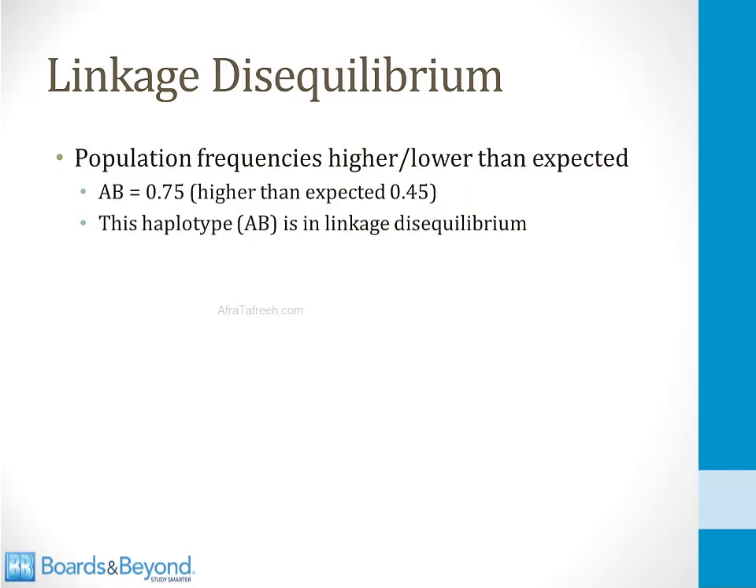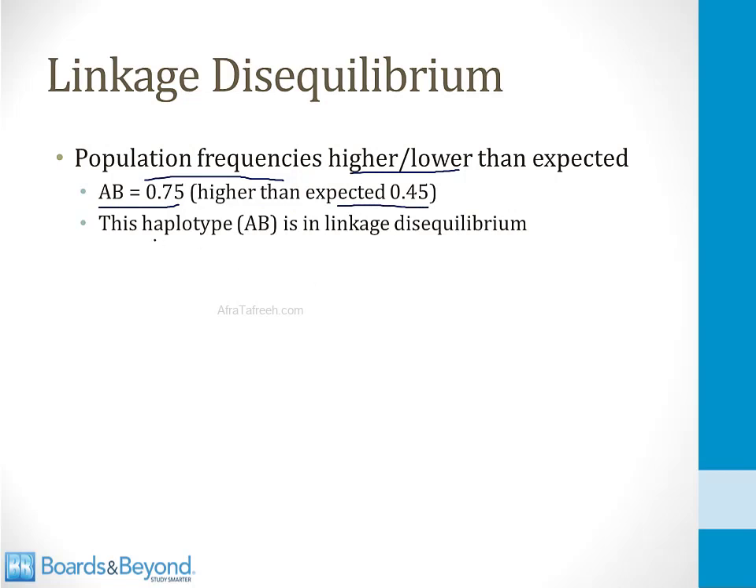So now that we understand linkage equilibrium, we can talk about linkage disequilibrium. This occurs when the population frequencies are higher or lower than expected. For example, imagine if we found an actual mixture of the big A and big B genes in a population of 0.75. That is much higher than the expected frequency of 0.45.